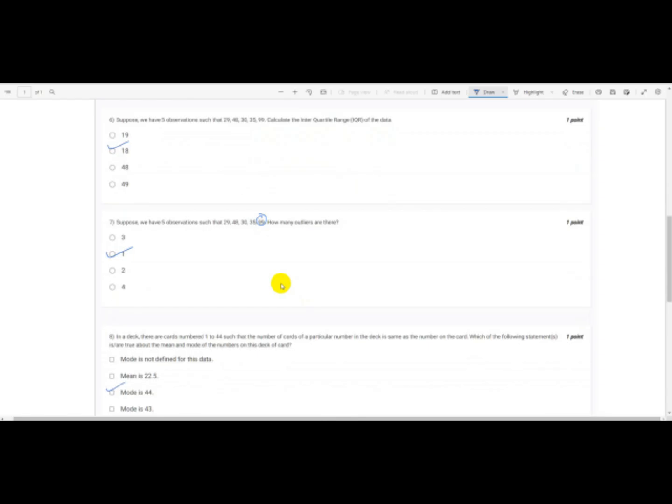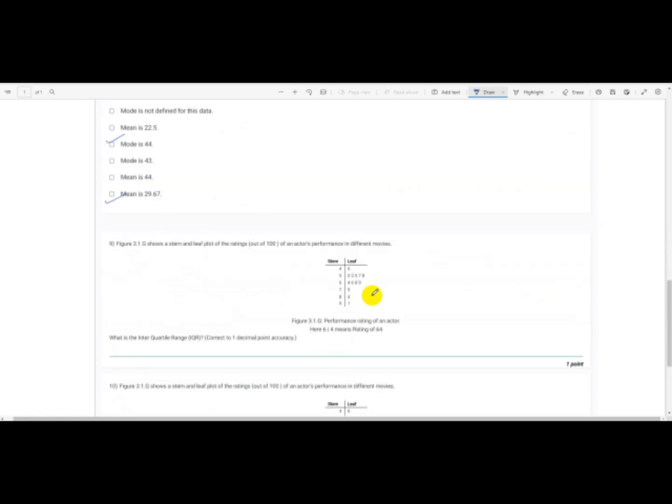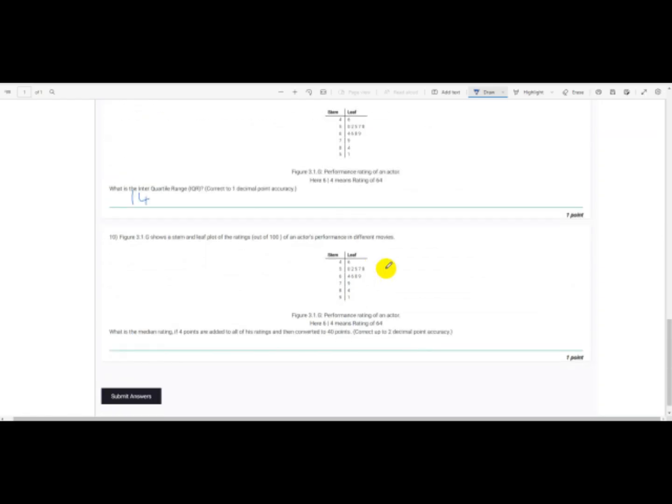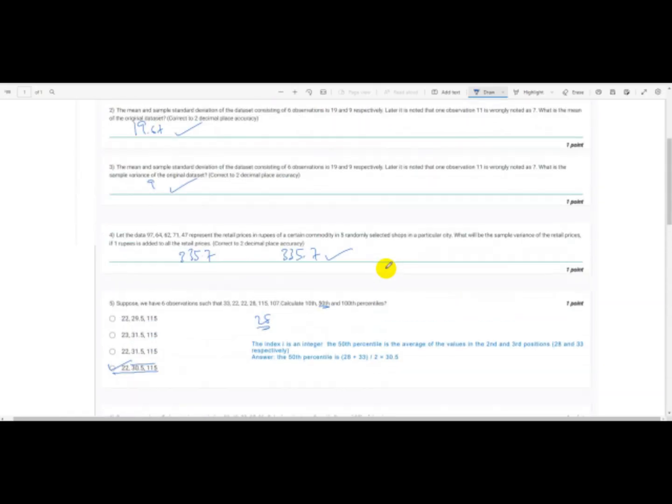In the 8th question, the mode is 44 as card number 44 repeats 44 times, and the mean is 29.67. The ninth question answer is 14. And the 10th question answer is 27.2. With this we are done with our GA week 1, the week 3.